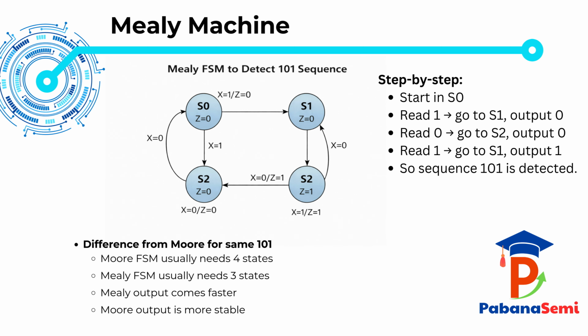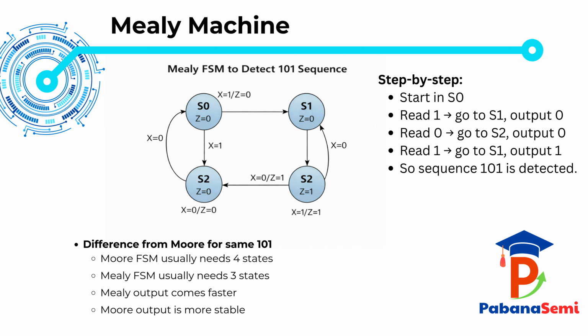When the input is 1, the machine moves from S0 to S1, and the output remains 0. If the next input is 0, the machine moves to S2, and again the output is 0. At this point, the partial sequence 1, 0 has been detected. Now, from S2, if the next input is 1, the machine moves to S1, and the output becomes 1. That means the full sequence 101 has been detected.